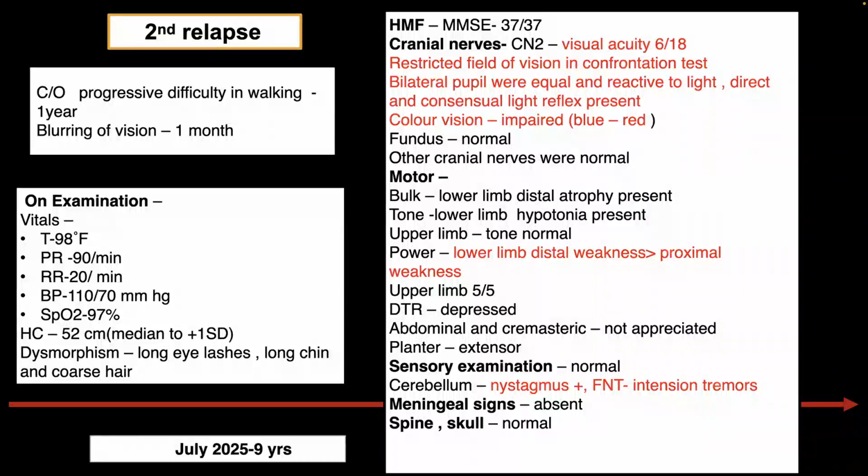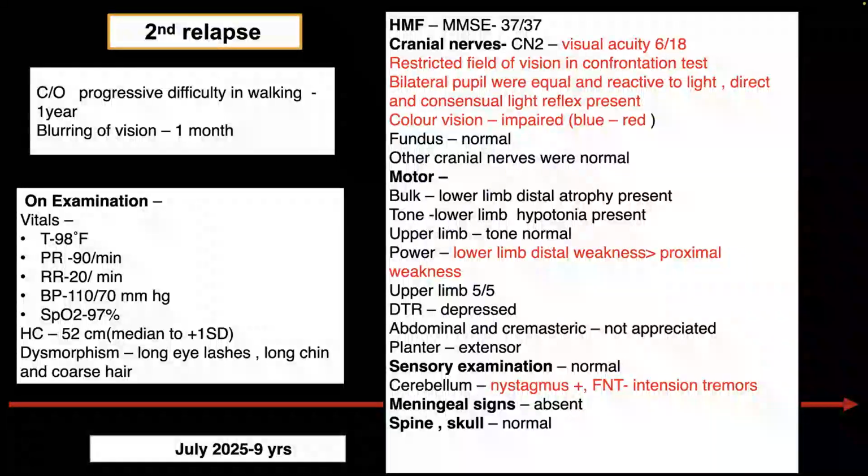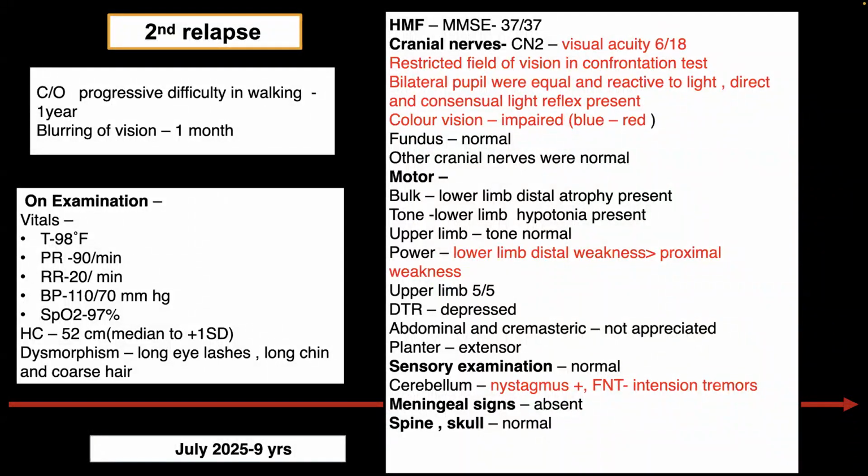After the scan, patient came to us. On examination, his vitals were stable, and head circumference was between median and +1 standard deviation. He had long eyelashes, a long chin, and coarse hair. On CNS examination, his visual acuity was 6/18 in both eyes.